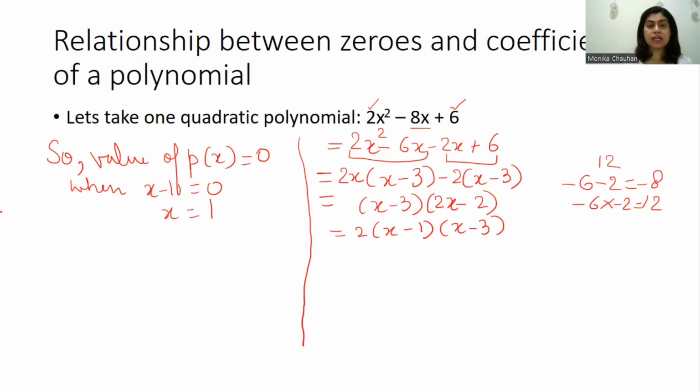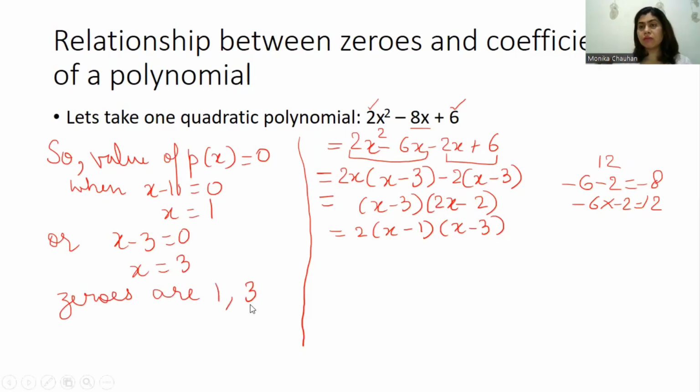Or you can say the other factor you got is x minus 3. Setting x minus 3 equal to 0, that is x is equal to 3. That means this is another zero. So we got two zeros, and our zeros are 1 and 3. Remember the zeros I told you: when you substitute the value of x as 1, you get 0, and with 3, you also get 0. So these 1 and 3 are the zeros.